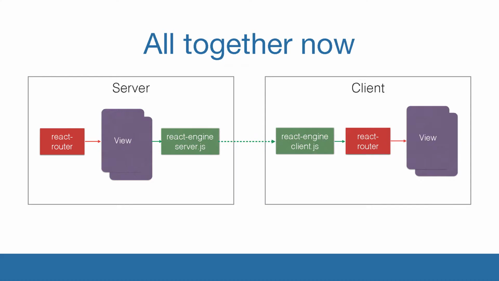The green part is what React Engine is doing. On the server, instead of rendering a static view, you say, this is the path, this is the view. They actually go to React Router and say, hey, React Router, do this thing you do on the client. Pick all the views you need to render for this path.